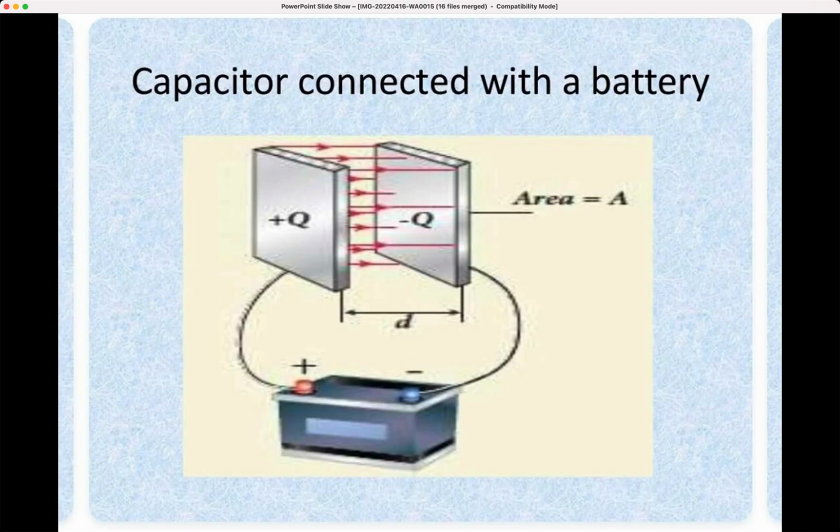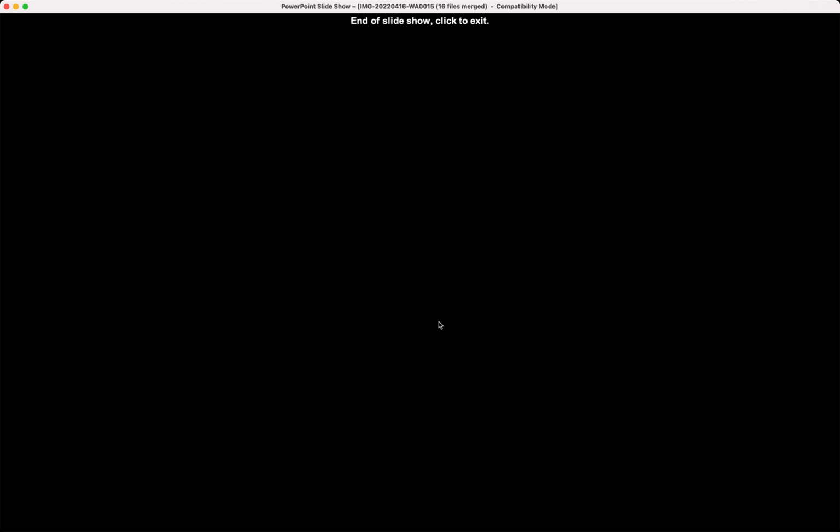Next, a capacitor connected with a battery. How will you connect a capacitor with a battery? Here plus Q and minus Q, area A, here plus and here minus, and this is the distance between them. Okay, with that we are coming to the end of this session.